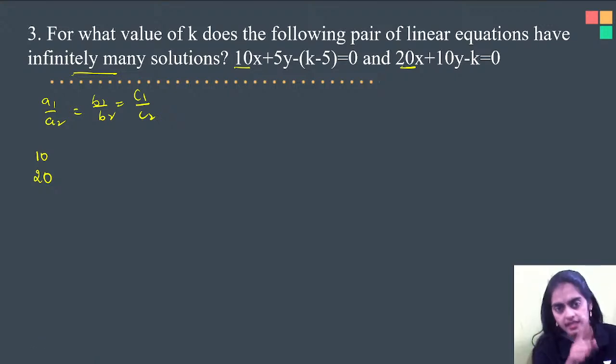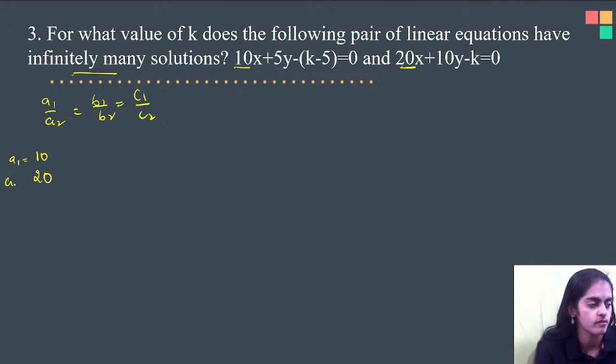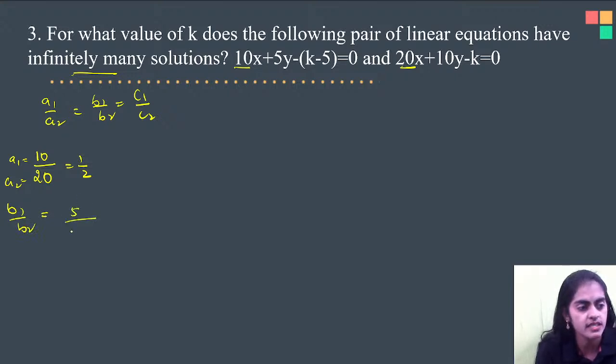So a1 is 10, a2 is 20, so you get 1 by 2. Now b1 by b2, b1 is 5 and b2 is 10, so this is also 1 by 2. So a1 by a2 was equal to b1 by b2. Now let's take c1 by c2. So c1 by c2 is minus k minus 5 divided by minus k.